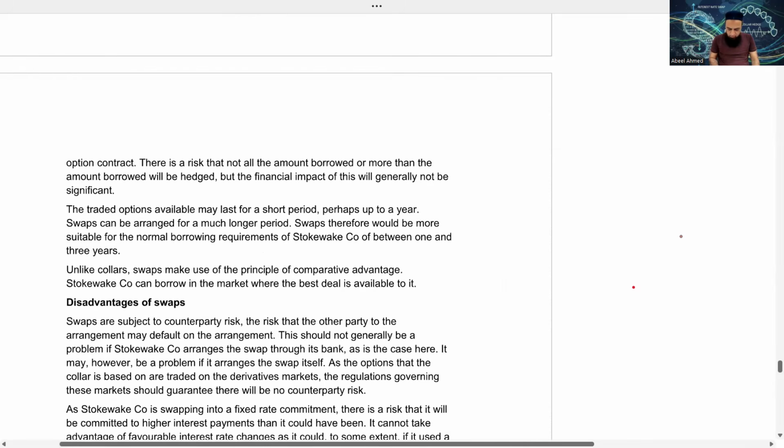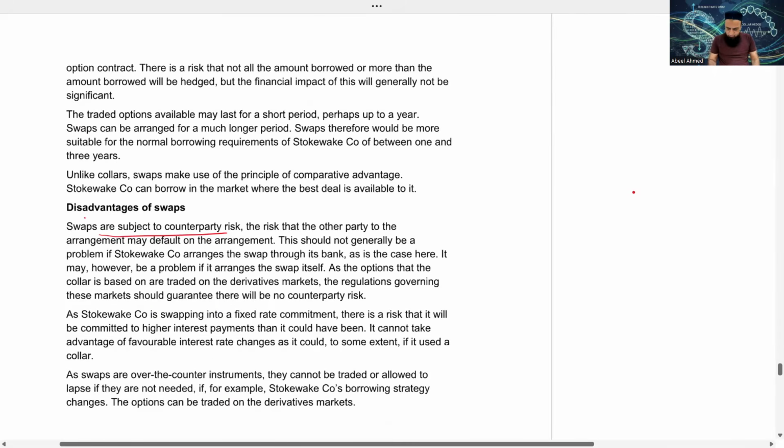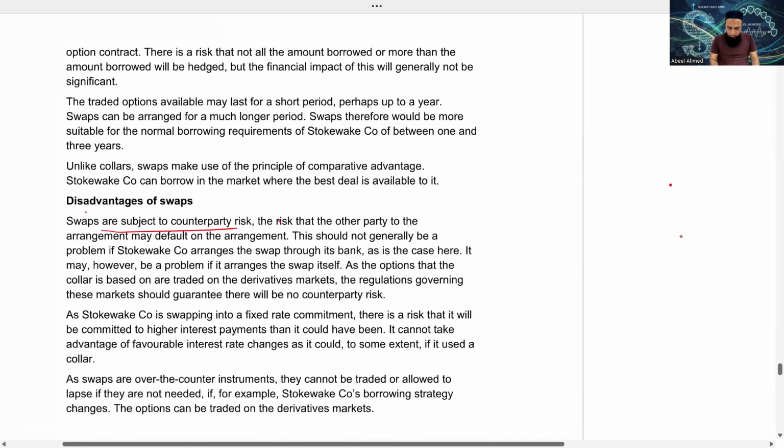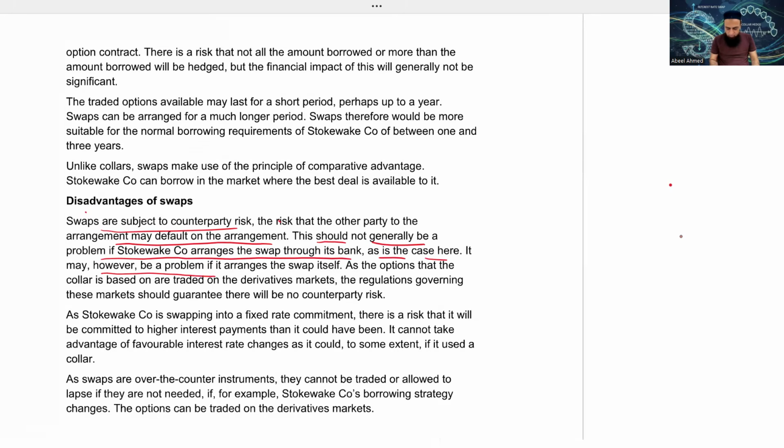Okay, now let's see the disadvantages. Swaps are subject to counterparty risk, but here it is not the case. The risk that the other party to the arrangement may default. This should not generally be a problem if a Stockwick company arranges the swap through its bank, as is the case here. It may, however, be a problem if it arranges the swap itself. They are not doing it, so there is no point in mentioning it.